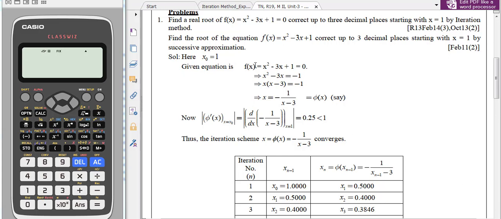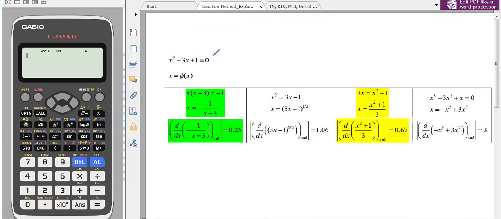And then we express the given equation f(x) = 0 in the form x = phi(x), so that phi(x) satisfies the convergence condition. Now I shall explain different possibilities of expressing the given equation f(x) = 0 in the form x = phi(x), and the selection of phi(x) satisfying the convergence condition. Here the given equation is x² - 3x + 1 = 0.